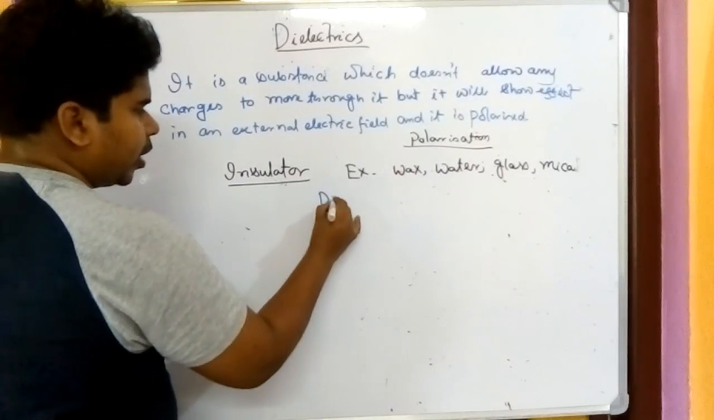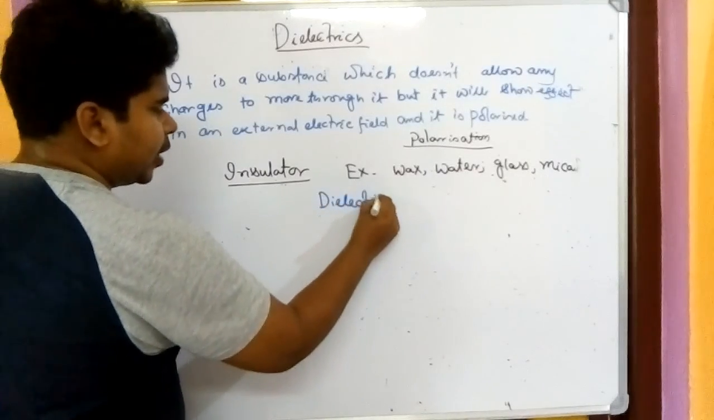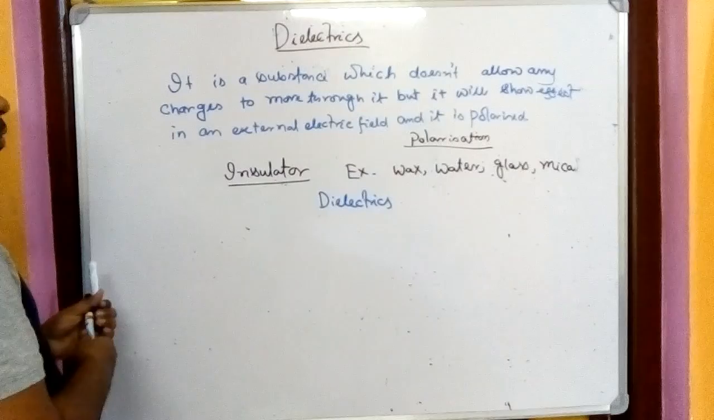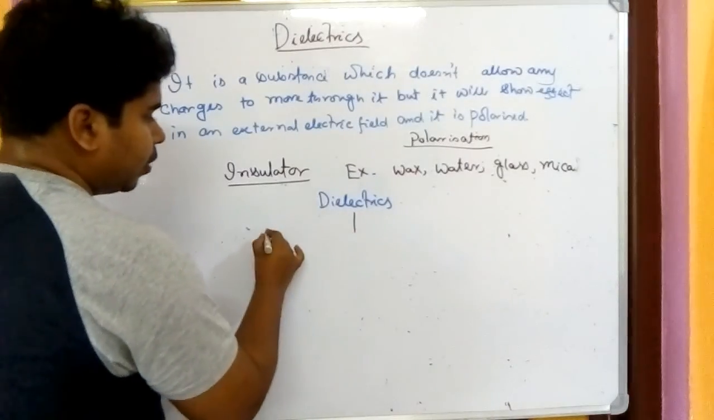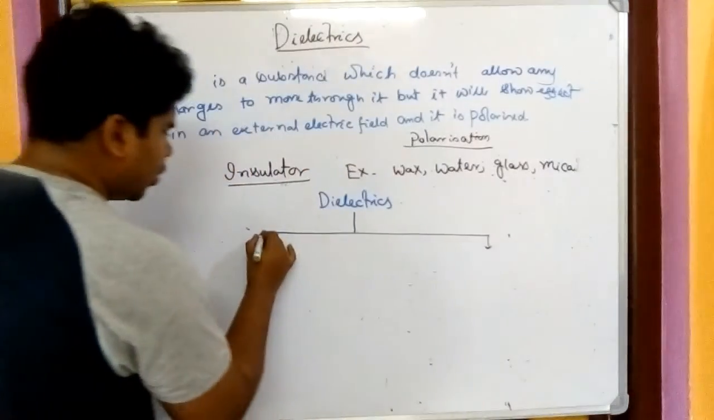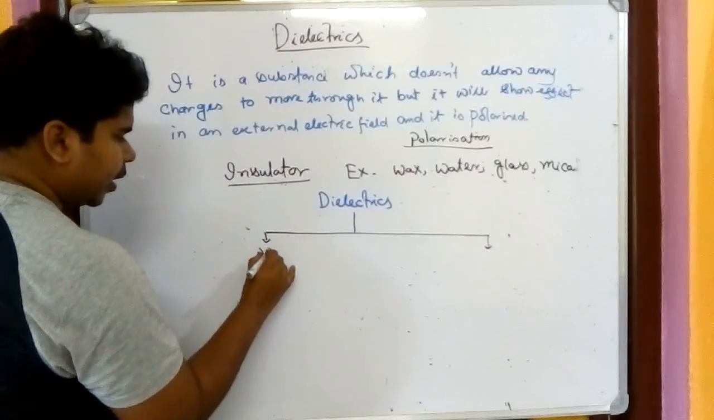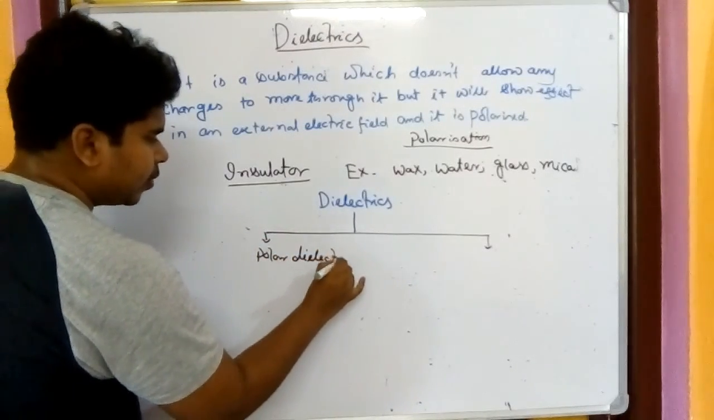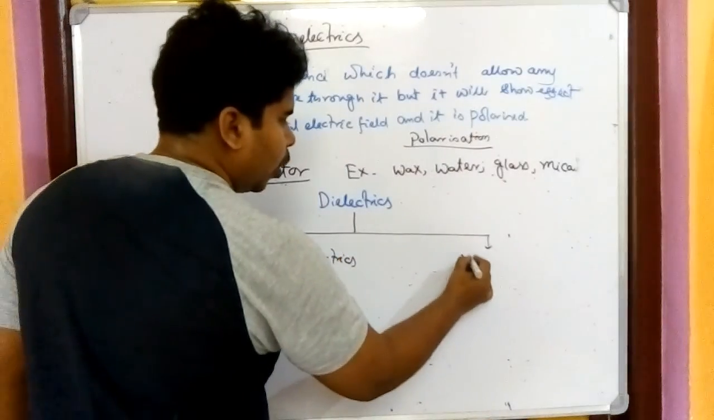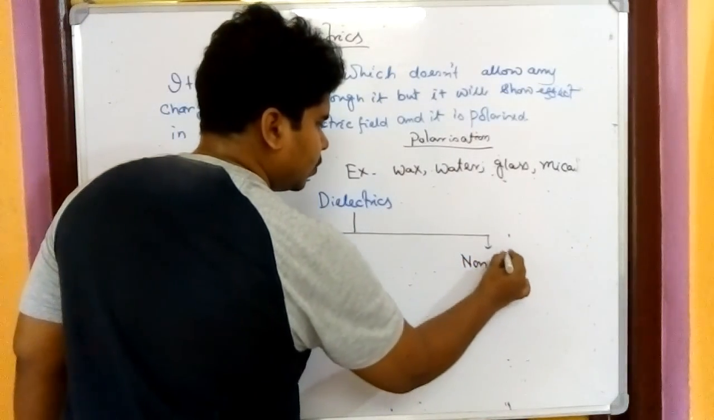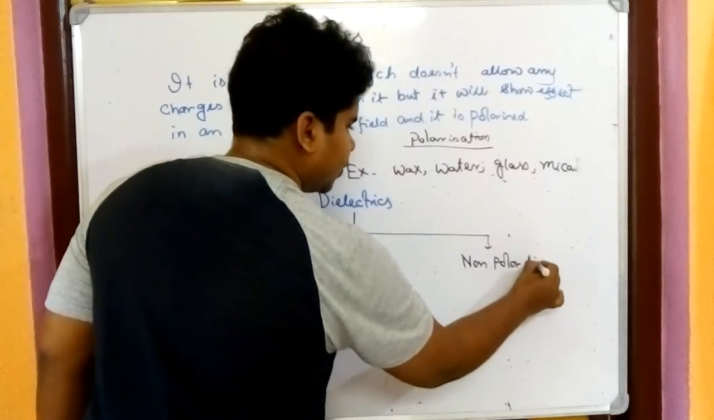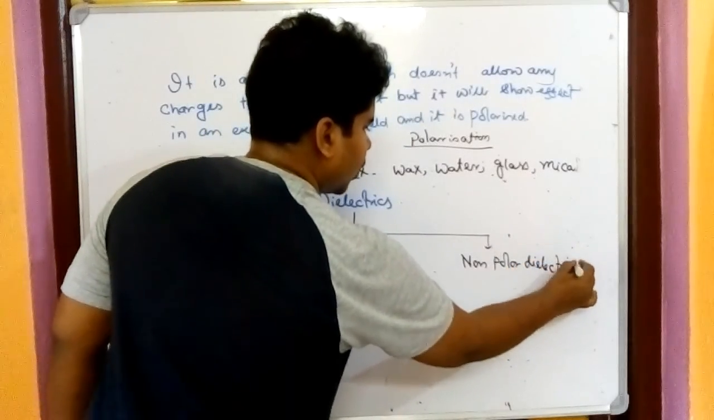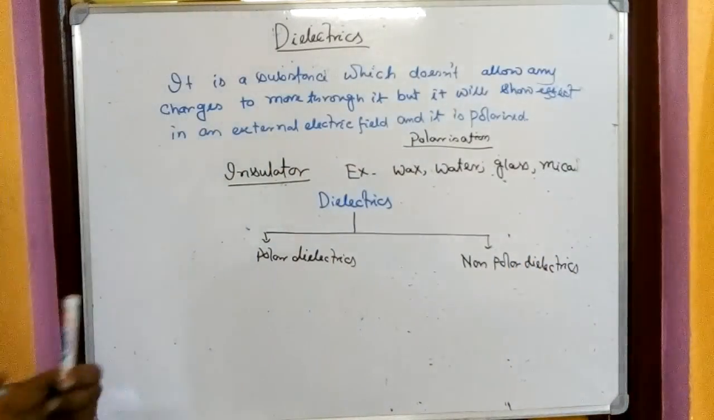When we talk about the types of dielectrics, there are two kinds. Number one is known as polar dielectrics, and number two, non-polar dielectrics. What is polar and non-polar?